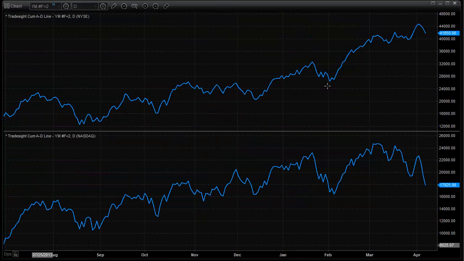The other key thing that we've been looking at is the cumulative advance-decline line, and it's been fairly good on the New York Stock Exchange side, which basically mirrors the broad market in the S&P. That's the upper chart here. We have made new highs and started to see a little resistance popping up here, with some pullbacks and then an impulse to the upside. But the real action, and the thing that we've been focusing on, was the Nasdaq side. That's the lower chart here.